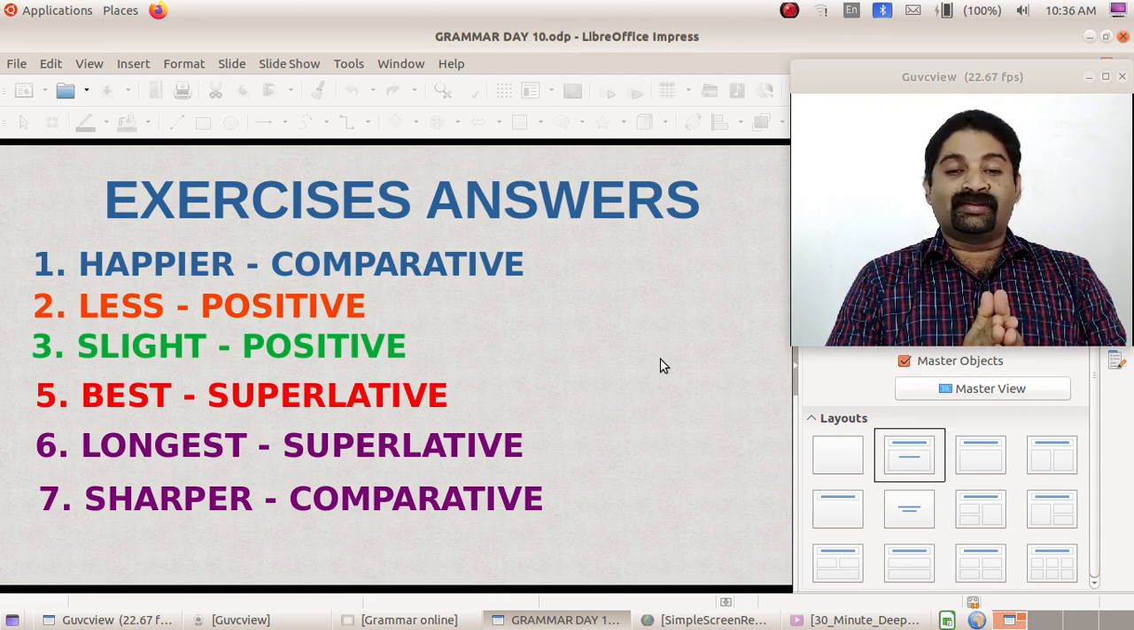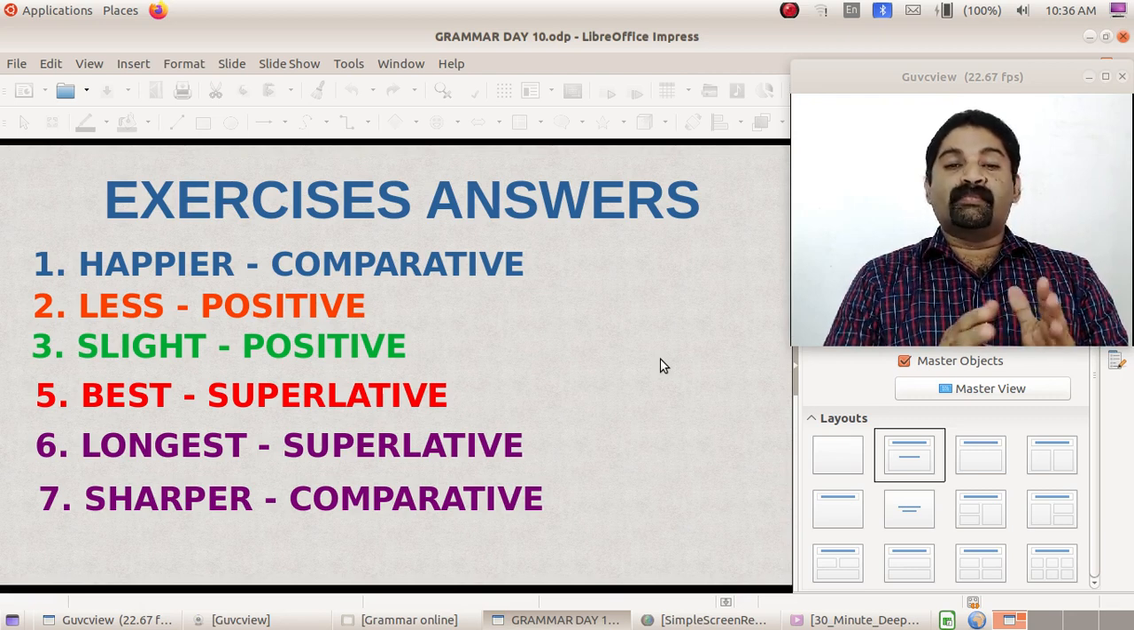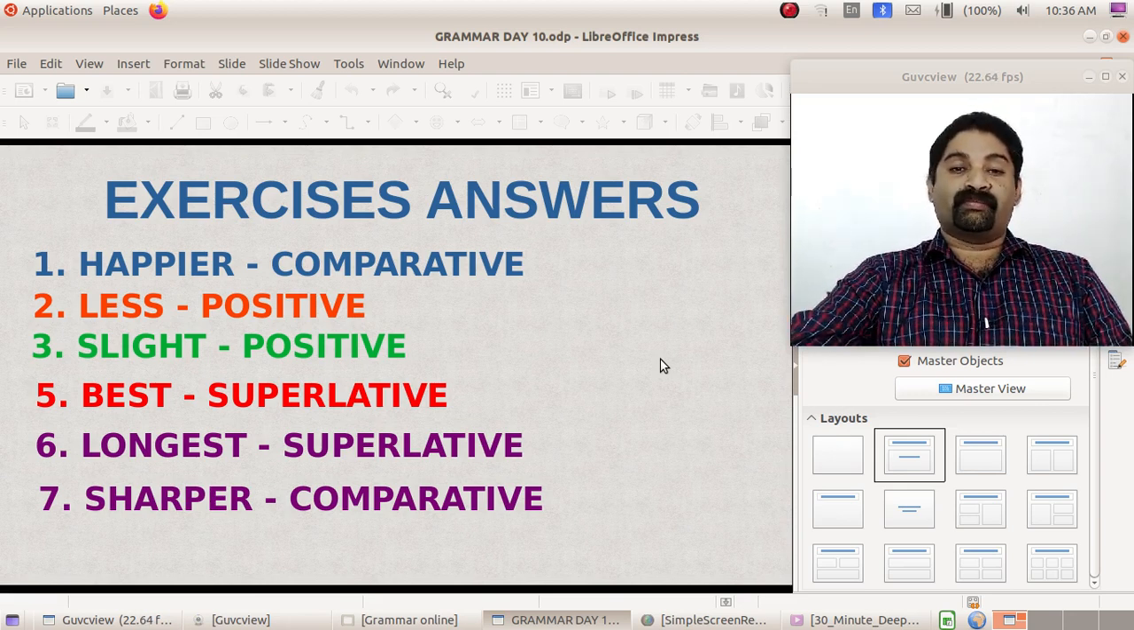Answers are here, you can check. The first one was happier, that was comparative degree. Second one, less, that is positive. Third one, slight, again positive. Fourth one was a repetition. Fifth one, best, that is superlative. Sixth one, longest, superlative again. And seventh one, sharper, it is comparative.